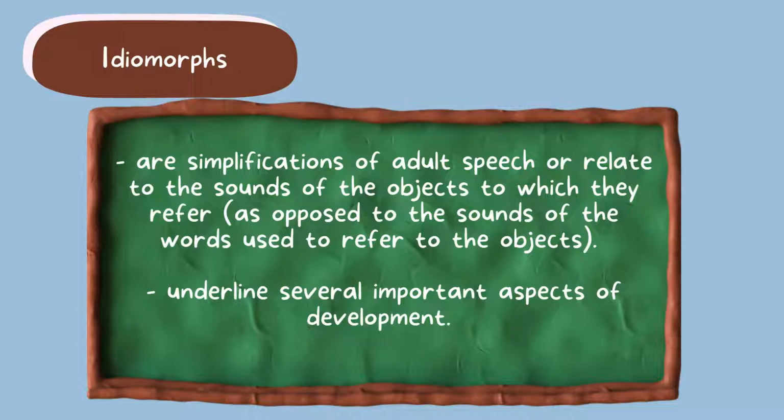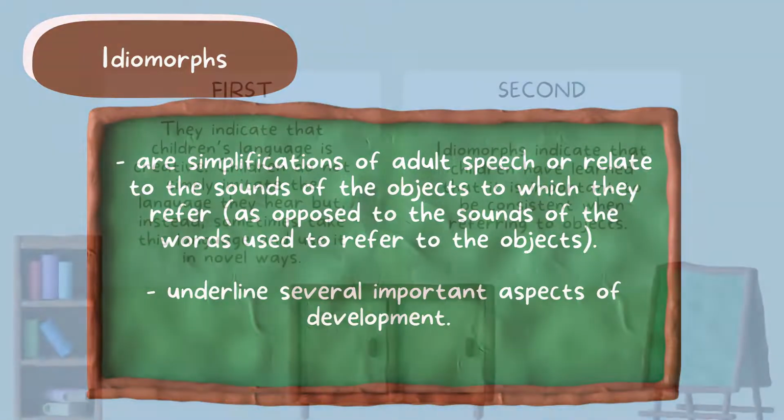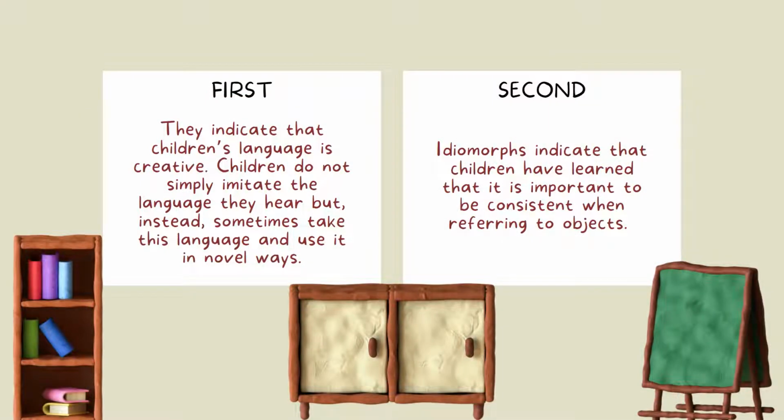Idiomorphs underline several important aspects of development. First, they indicate that children's language is creative. Children do not simply imitate the language they hear, but instead sometimes take this language and use it in novel ways. Second, idiomorphs indicate that children have learned that it is important to be consistent when referring to objects.